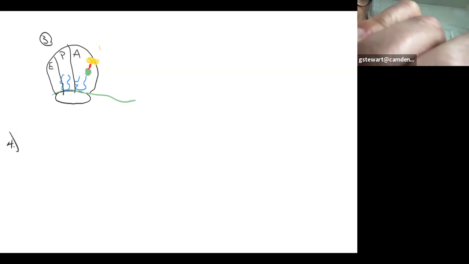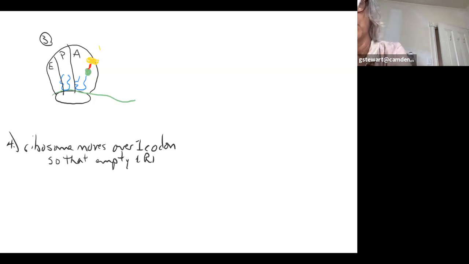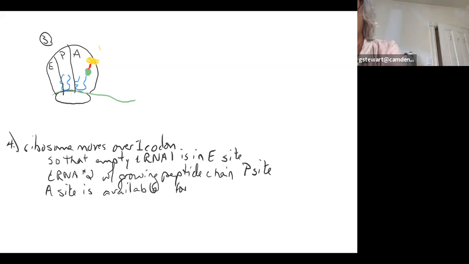Step 4, ribosome moves over one codon. We call that translocating, so that empty transfer RNA number 1 is in the E site for exit. The transfer RNA, in this case number 2 here, with the growing peptide chain, is in the P site, and the A site, I like to say, is available, because that helps me remember that it's called the A site. Available for transfer RNA number 3.